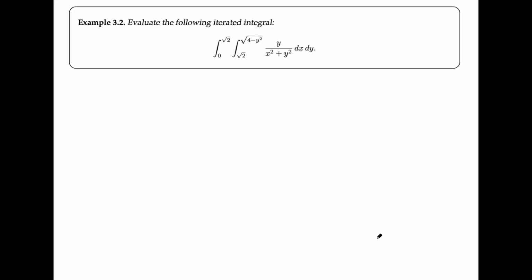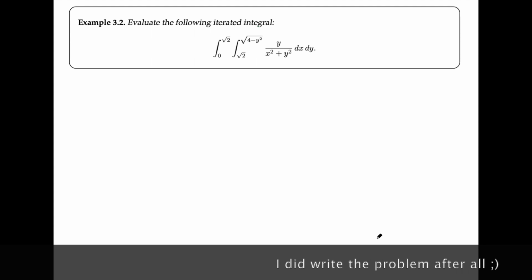In this next example, we're given an iterated integral in terms of x and y. Now, the point of this video is polar coordinates, so that's what we're going to use. As always, you're welcome to try it without polar coordinates. You can turn off the video, say, "Joe, I do what I want," and try to evaluate this in Cartesian coordinates. I do think polar coordinates will be useful, though.